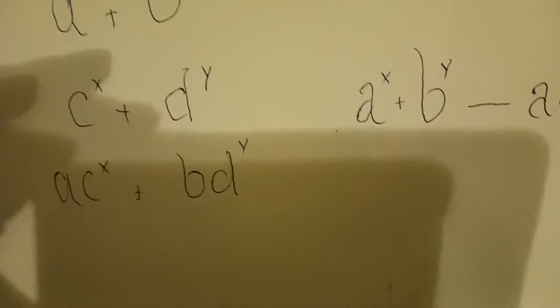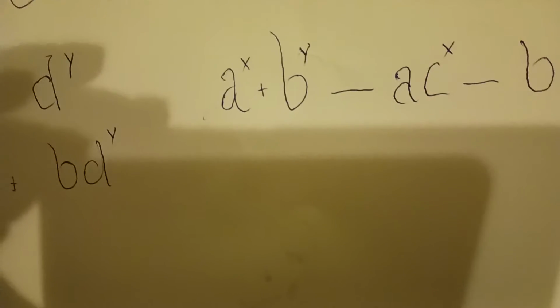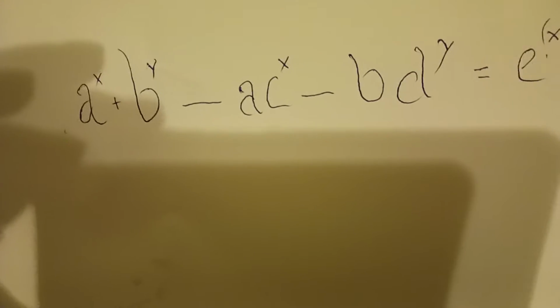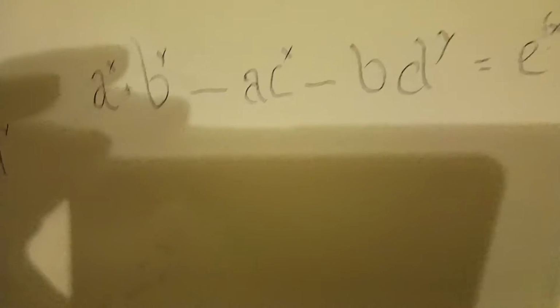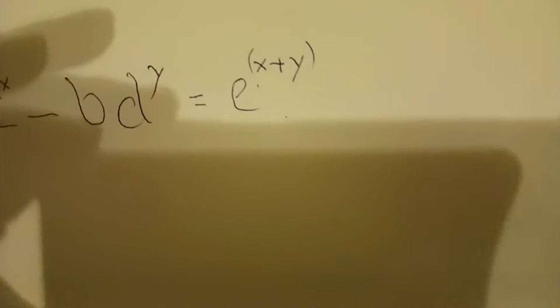You go, well, a to the x plus b to the y minus a to the xc. Multiplication, yes, that's it down there. ACX minus BDY will give you 10 to the power of x plus y.